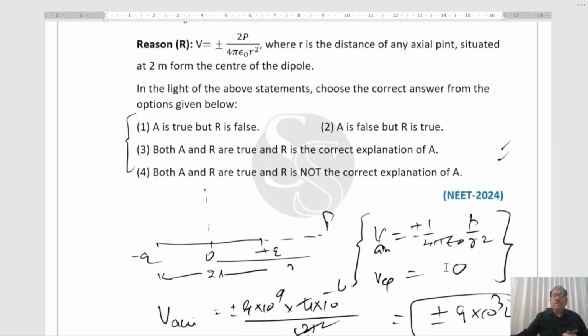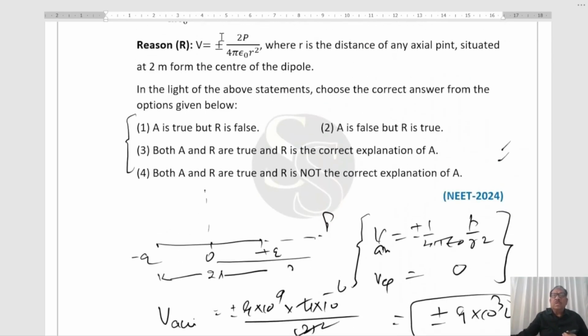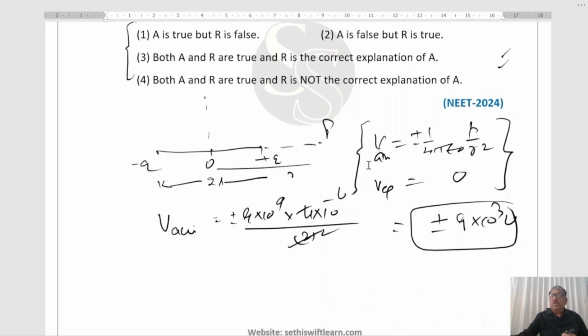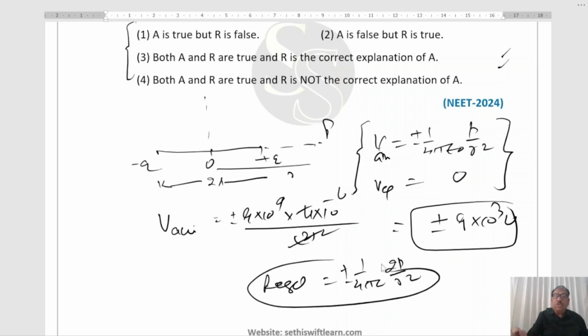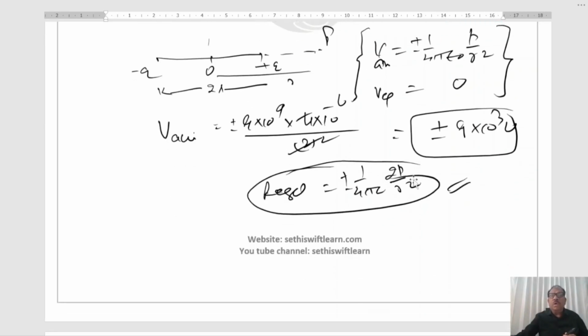And the reason is V equal to plus minus 2P. So the reason given is 1/4 pi epsilon naught, 2P upon r square. So this is wrong. This is not 2P, this is P, right? So our correct answer will be A. A is true, R is false.